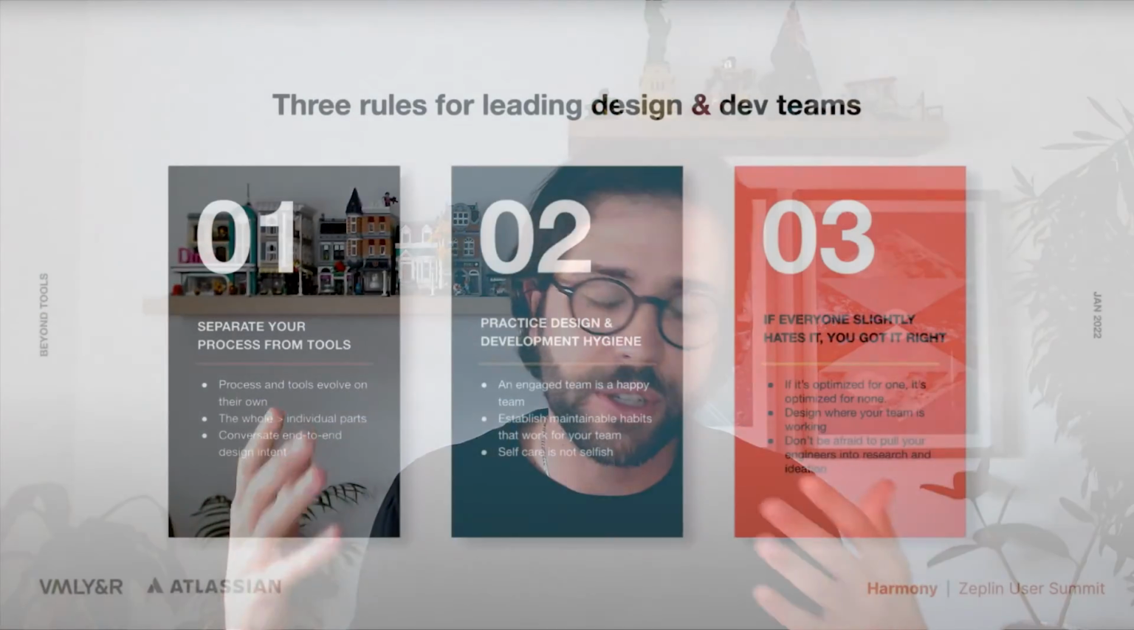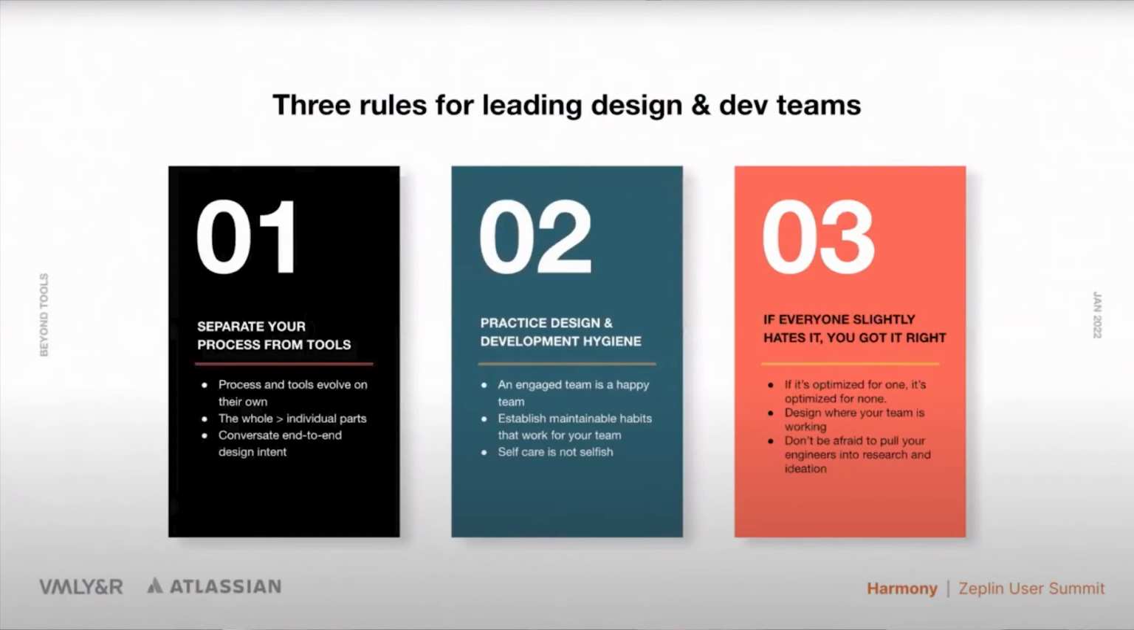Yeah, absolutely. So we want to put a nice bow on our talk today and recap the 3 rules of leading design and development teams. Starting off with our first one, which is make sure that you separate your process from your tools. Processes and tools are always evolving, and one tool might go away the next day, and you don't want your process to be completely wrecked because the process was so dependent on the tool.